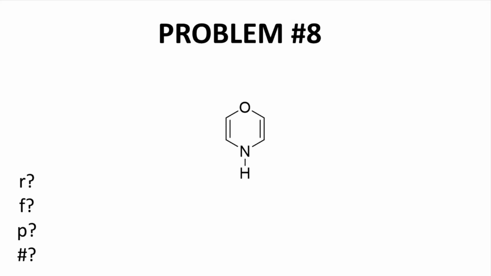Okay, problem number 8. Problem number 8 has a ring. We're off to a good start. Is it flat? Rarely an issue. We'll just say yes and move on. Now, does every atom have a p orbital?